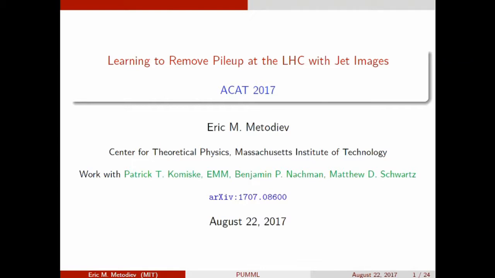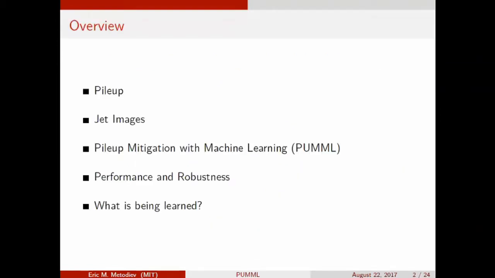So I'm going to talk about learning to remove Pileup at the LHC with jet images. This is based on work done with Patrick Comiskey, Ben Nachman, and Matt Schwartz.